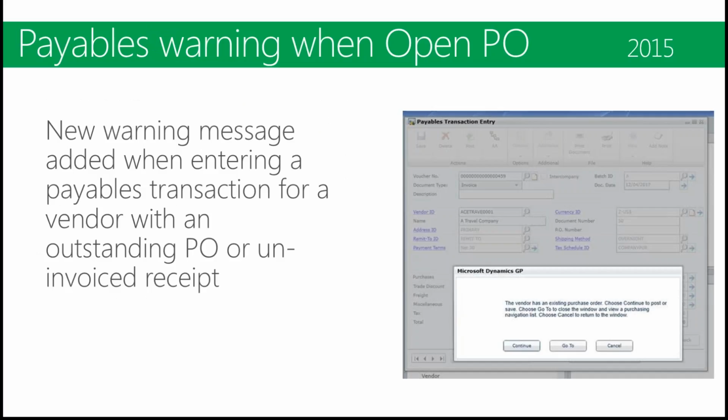So you may have a purchase order that exists, and a payables clerk may go in and enter it through AP transaction entry. This is just a warning to let you know this vendor does have an existing purchase order, so that you can take a further look to make sure you're not getting a duplicate invoice in the system, thus overpaying your vendor.